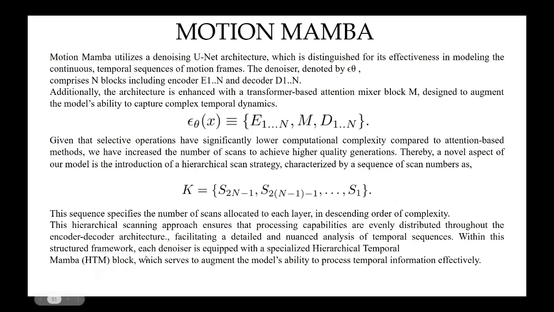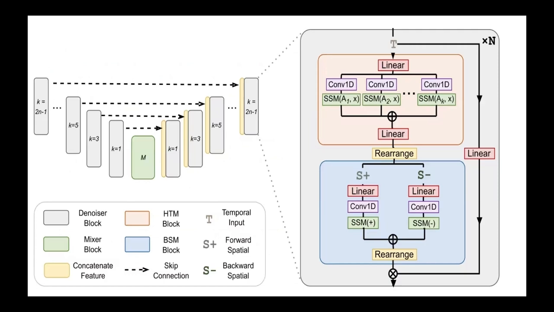Within this structured framework, each denoiser is equipped with a specialized hierarchical temporal Mamba HTM block, which we'll talk about in upcoming slides, which serves to augment the model's ability to process temporal information effectively. So basically, what HTM does is model temporal dependencies across time steps. Each block consists of an HTM block and a BSM block.